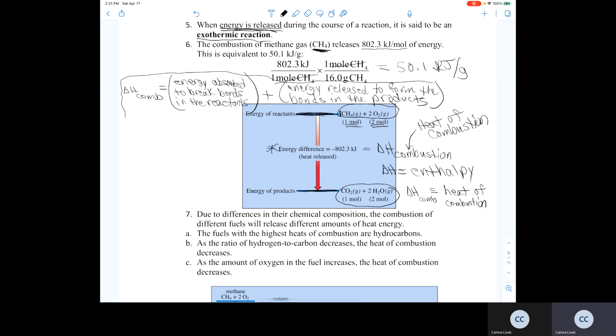And so whether it's a combustion reaction or any other type of reaction, the delta H, so if it's not a combustion reaction, you just say delta H. But if it is a combustion reaction, you can just say delta H, or you can say delta H of combustion.